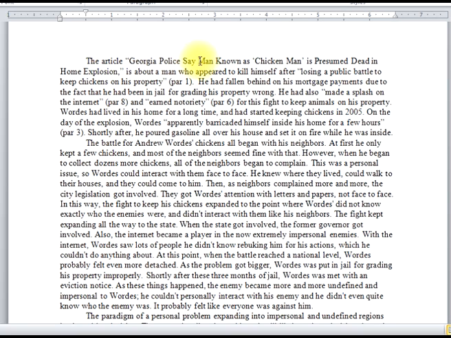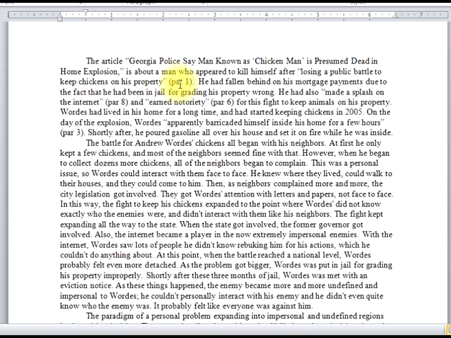with the name of the article capitalized correctly, more or less, and a pretty decent summary. All right. Now, if you can't read this, expand your screen, and then if you want to read it yourself, you can pause the video and just read it. But I'll read it through quickly. It's about a man who appeared to kill himself. Okay, he'd fallen behind on his mortgage payments. He also made a splash on the internet and earned notoriety for his fight to keep animals on his property.